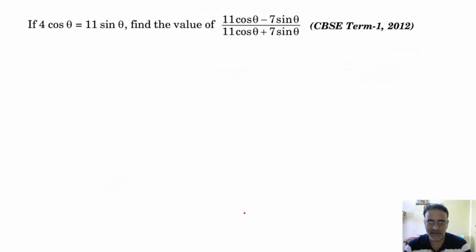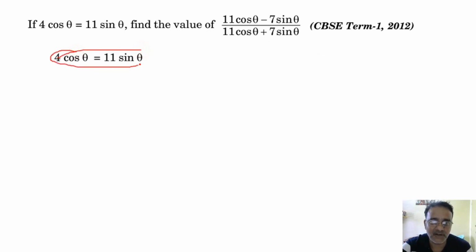This is a 2012 question. This is also a find-the-value-of-expression based question. 4 cos theta is equal to 11 sin theta. Find the value of 11 cos theta minus 7 sin theta upon 11 cos theta plus 7 sin theta. So what do you have to do first, how will you write it, by tan theta or cot theta? How much will tan theta be here? See, shift the cos theta to this side and 11 to this side. So you will get sin theta by cos theta is equal to 4 by 11. That is tan theta. Okay.